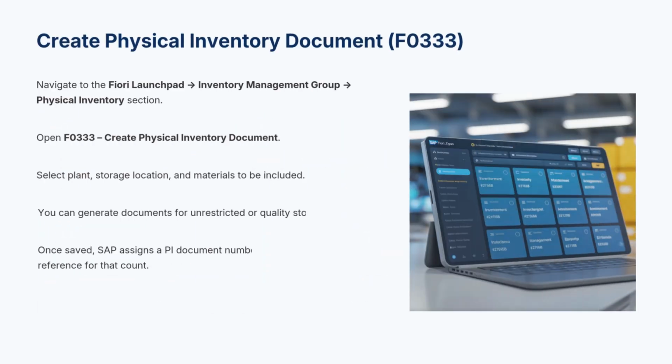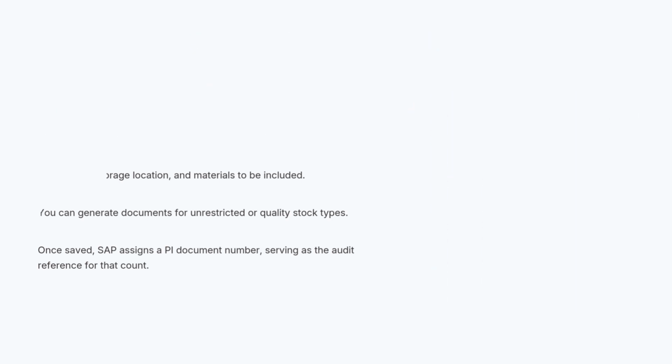Create physical inventory document F0333. Let's begin on the Fiori Launchpad. Navigate to Inventory Management, Physical Inventory. Launch F0333, create physical inventory document. Here you'll define the plant, storage location, and materials to include. You can choose whether to count unrestricted, blocked, or quality inspection stock. Saving generates a document number, your system anchor for the entire count cycle.